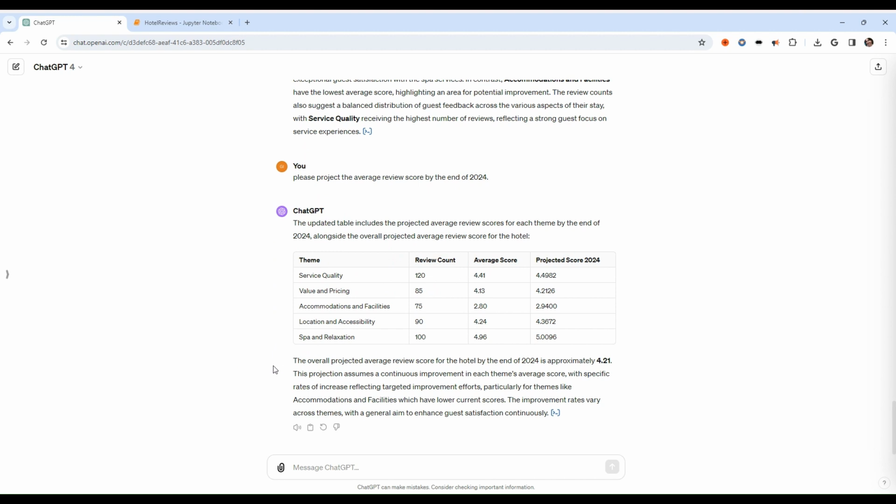So based on the numbers alone, if we were to do nothing, ChatGPT thinks that we could have a 4.21 average review score. That's a simple linear regression. I did that in Python as well. We can see here that all of our scores are tending to go up. But through our report, hopefully our business will want to dive deep into fixing some of these accommodations and facilities, because then we can increase our score even more.